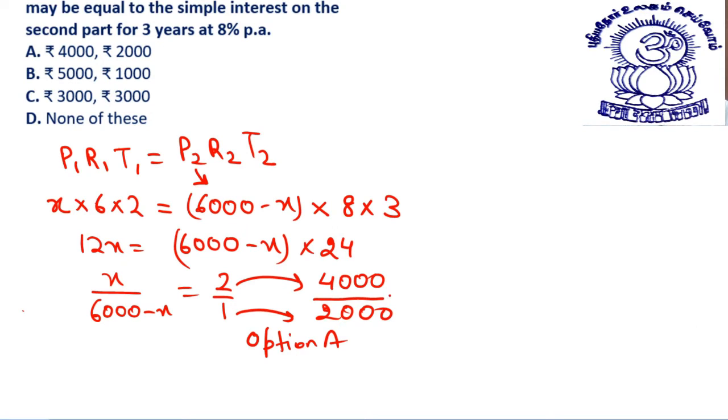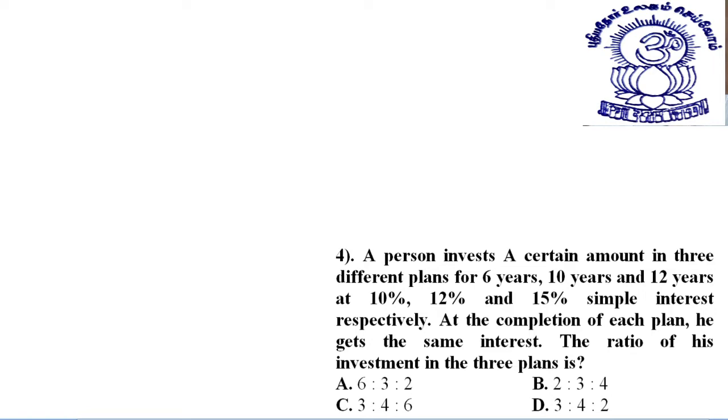Let's take a few more questions. Next question we have, dear students. A person invests a certain amount in 3 different plans for 6 years, 10 years, and 12 years at 10%, 12%, 15%. At the completion of each plan, he gets the same interest. The ratio of investment in the 3 plans is, let's look at this, students. What we are given, let's say, interest on plan 1 is equal to interest on plan 2 is equal to interest on plan 3.